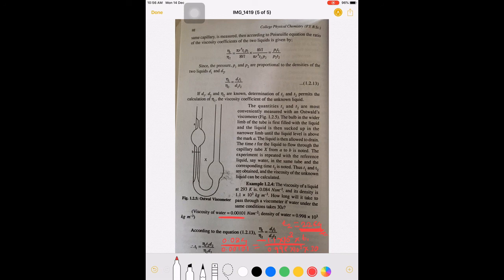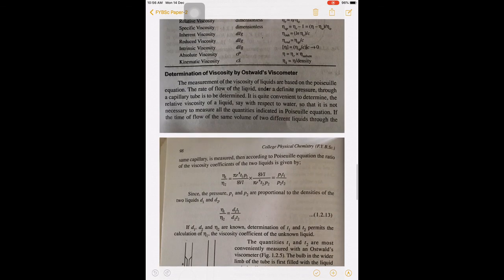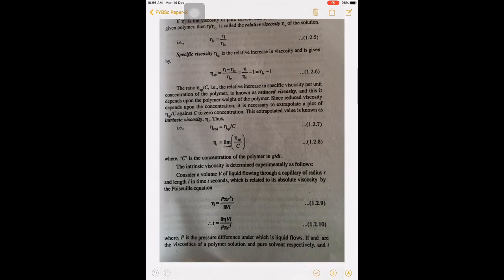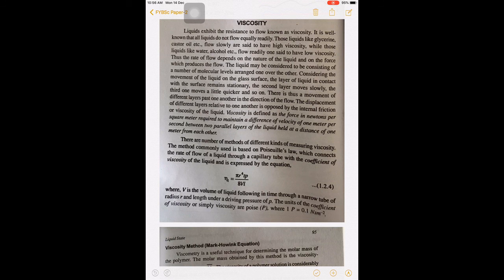Such types of questions will be asked in the examination. They will give us the viscosity and the density, they give us the viscosity of one of the liquids, and by use of that we can calculate the time of flow or the viscosity of an unknown sample also. The important point in this case is you should know the definition, you should know how the viscosity of a liquid is calculated and what the unit of viscosity is. Then you will be able to solve the problems in the examination.